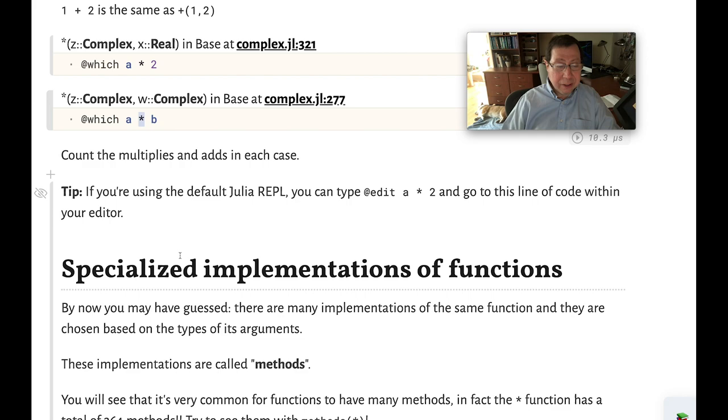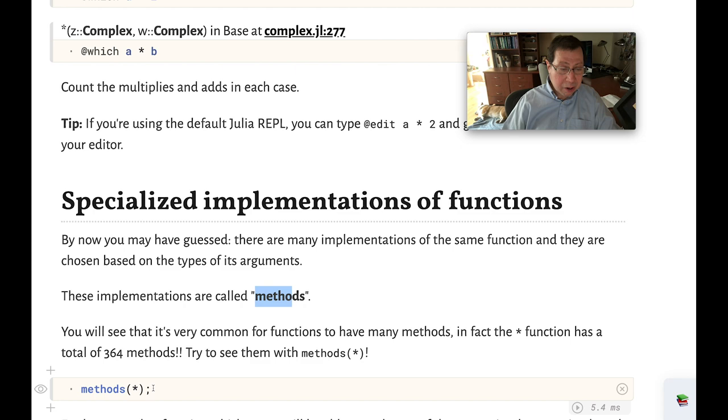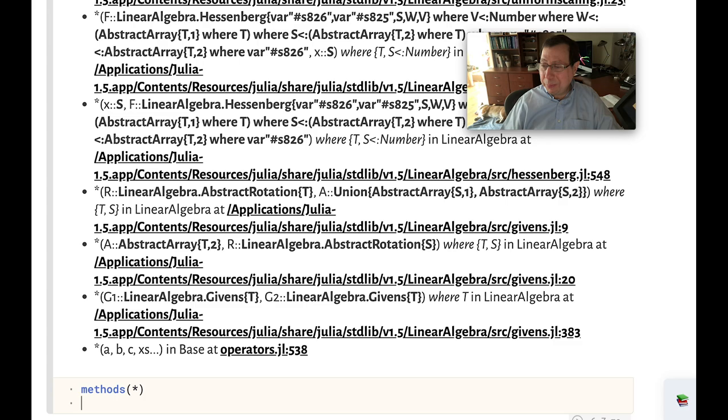And you can actually see how many methods are defined by star. It turns out there's going to be 364 methods. It's going to completely fill up the screen. Let's go for it. Right here we are at the bottom of it all. If I try to sort of move this up.